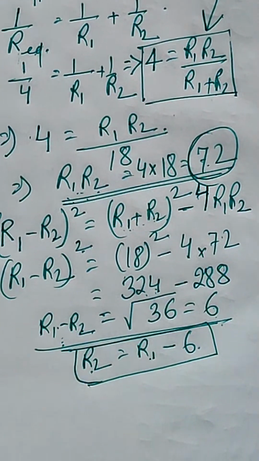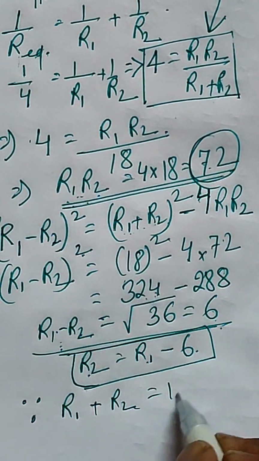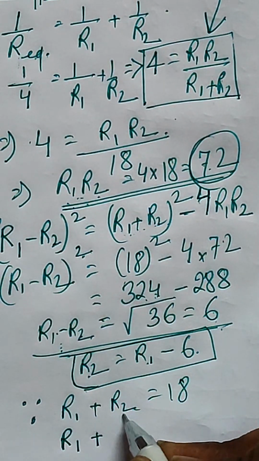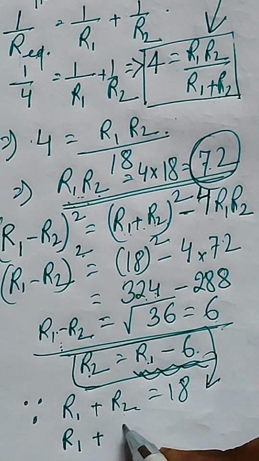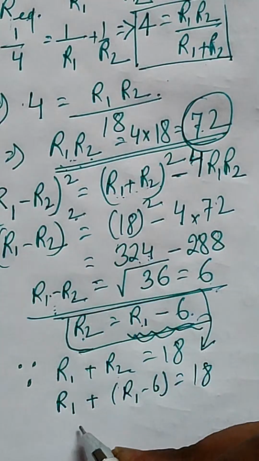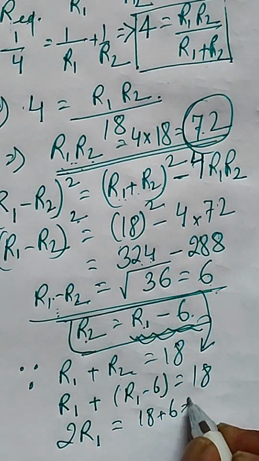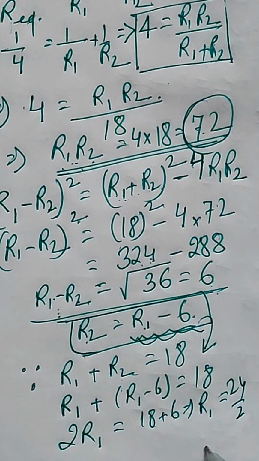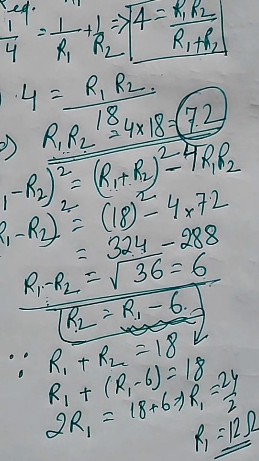So since R1 plus R2 is equal to 18, in place of R2 we use R1 minus 6, right? So R1 plus R1 minus 6 is equal to 18, and this will give you 2 times R1 is equal to 18 plus 6. R1 is 24 by 2. So the value of R1 is calculated as 12 ohm.